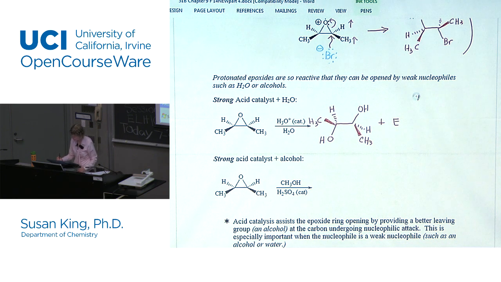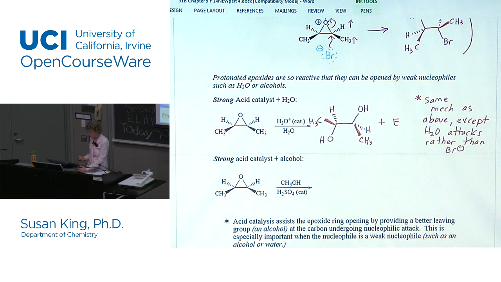Okay, so this reaction here, we're going to go through the mechanisms. Same mechanism as above, except that water attacks instead of bromide. And you can also do a strong acid catalyst with an alcohol. And this is what it would look like.